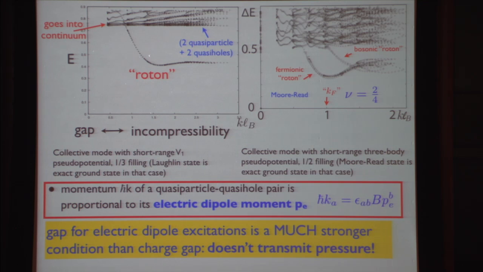Okay, so if you did not have a gap for dipole excitations, would the current be unquantized? It would be a compressible system, in fact like the Wigner crystal.